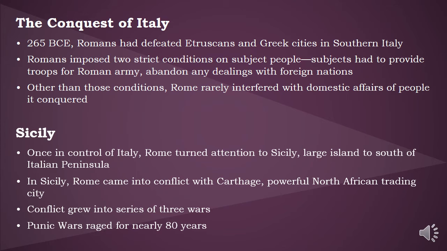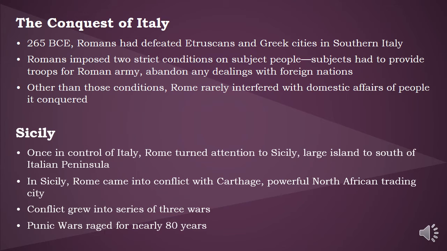So now that they've gone south, there's only so far you can go because you reach the end of the peninsula. And so the Romans are going to start to eye that island, that stone that the boot of Italy is kicking, known as Sicily. So once in control of southern Italy, Rome is going to turn their attention to that island off the southern Italian peninsula. But the problem is they were not the first ones there.